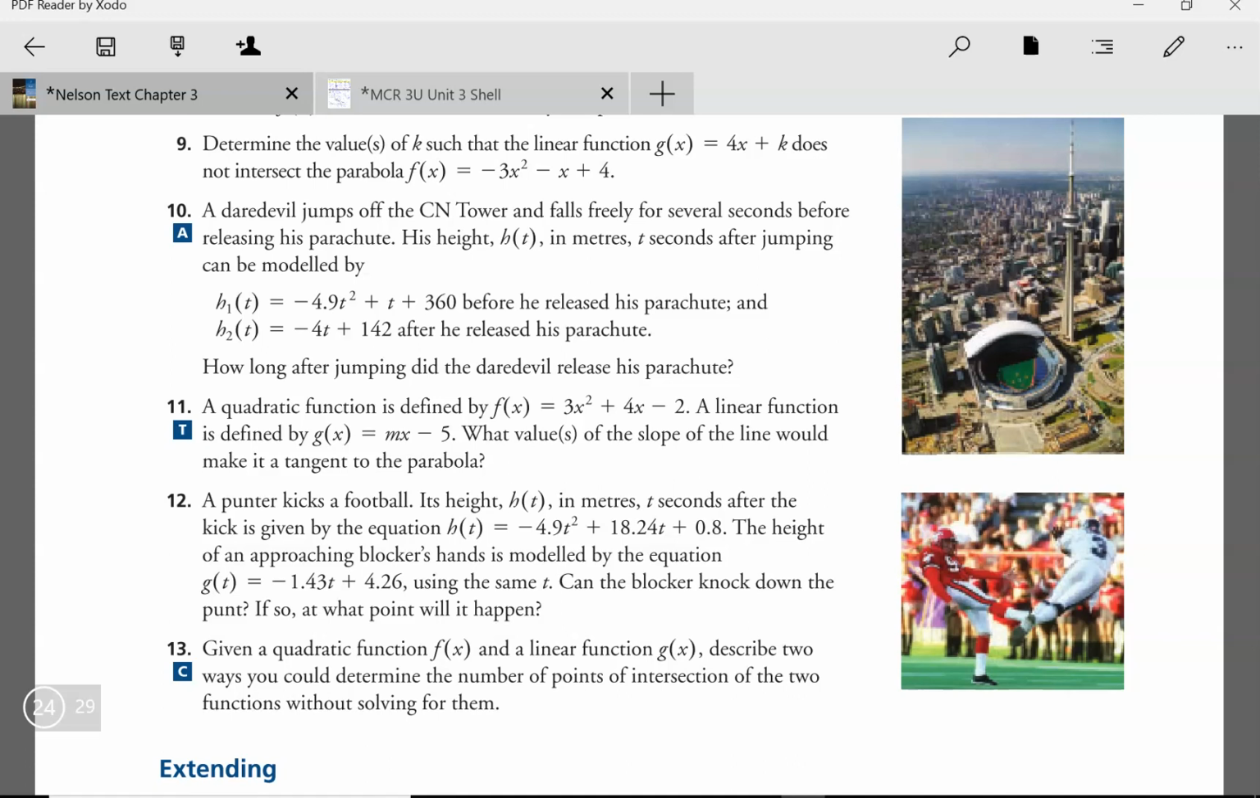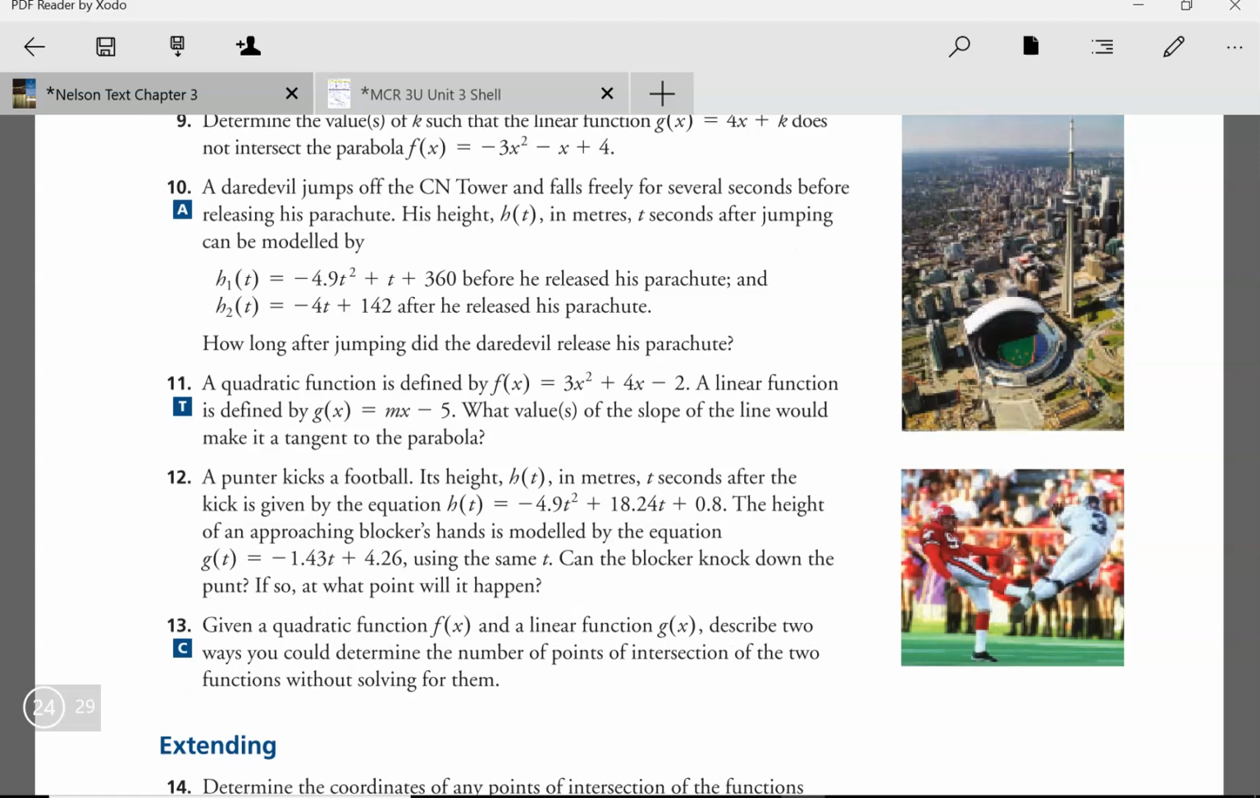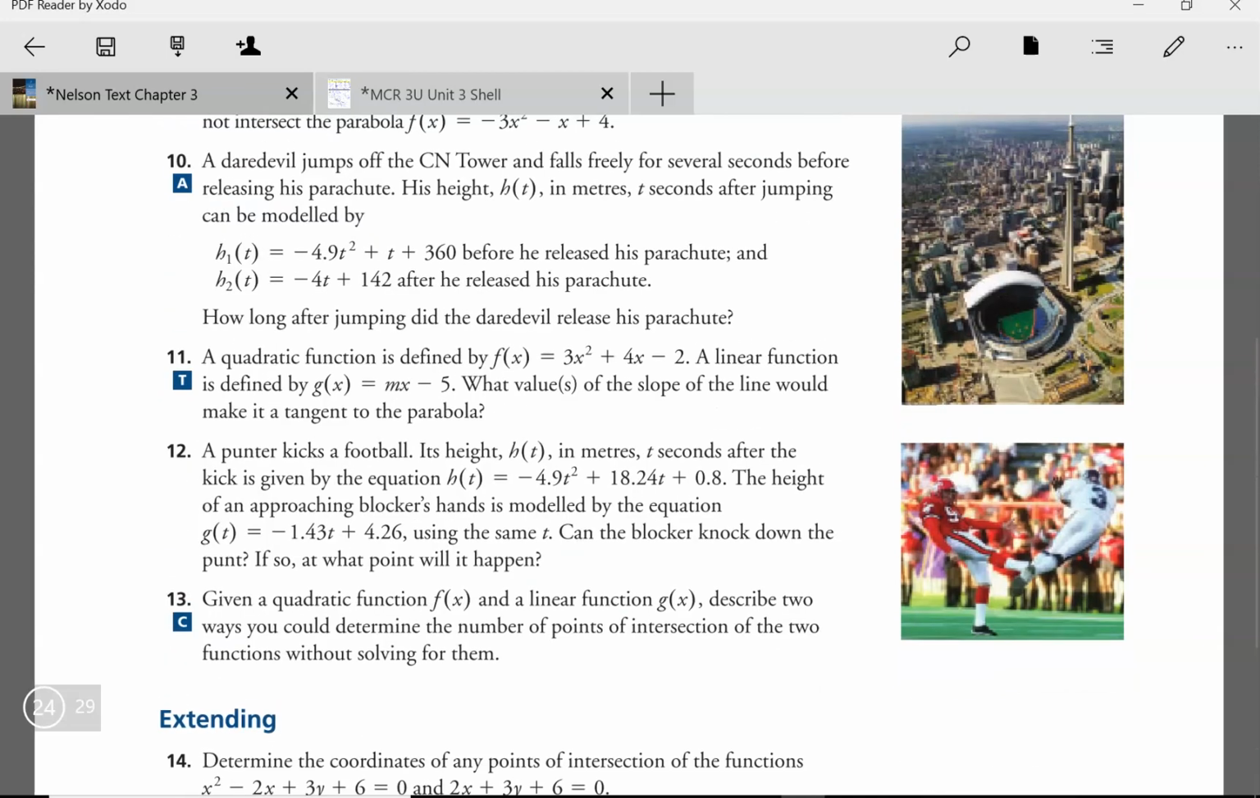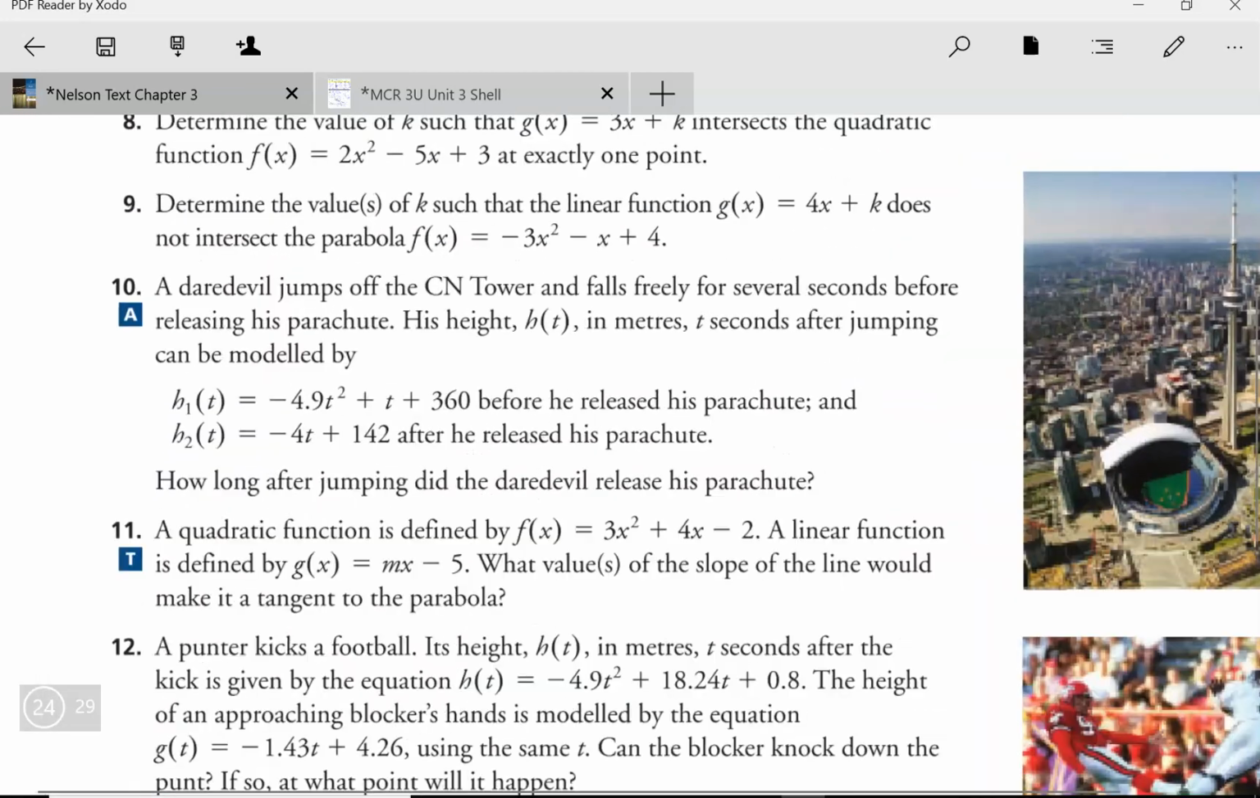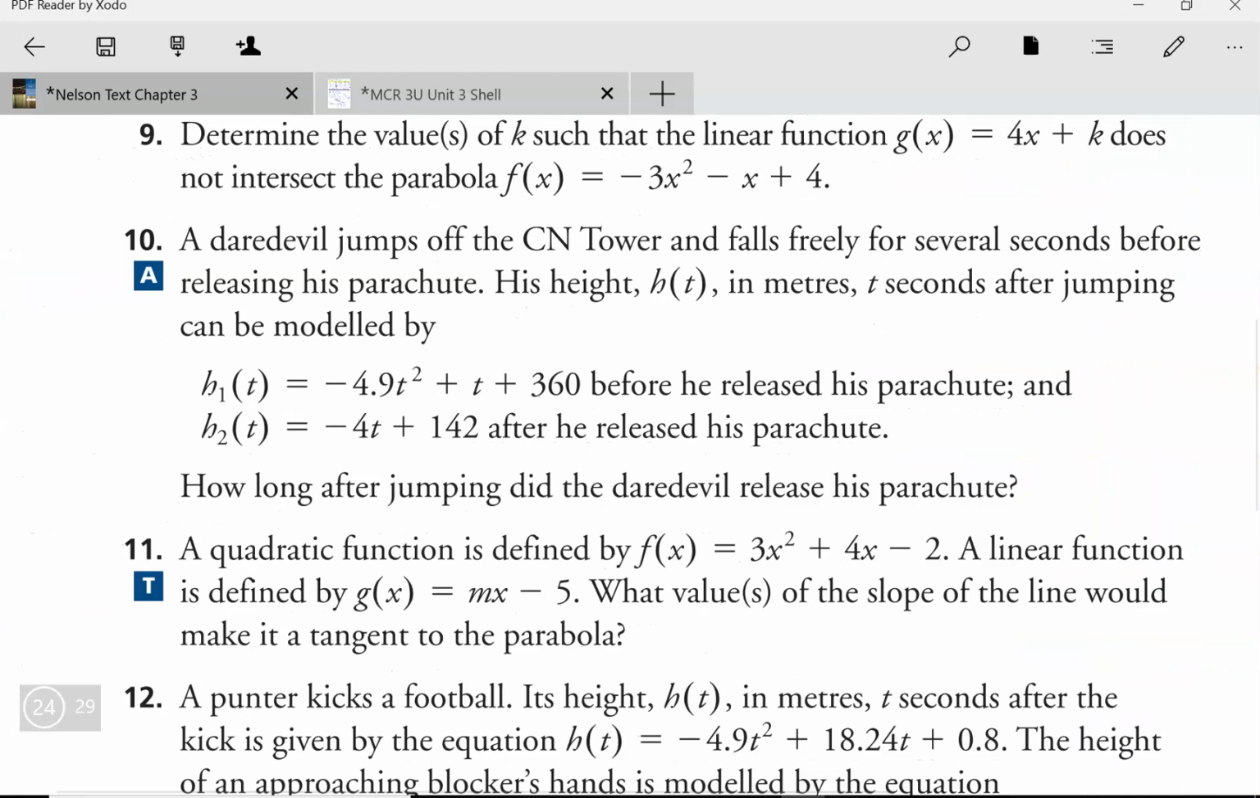So these are some interesting looking questions. We might have to spend a bit of time on this. So what is happening here?